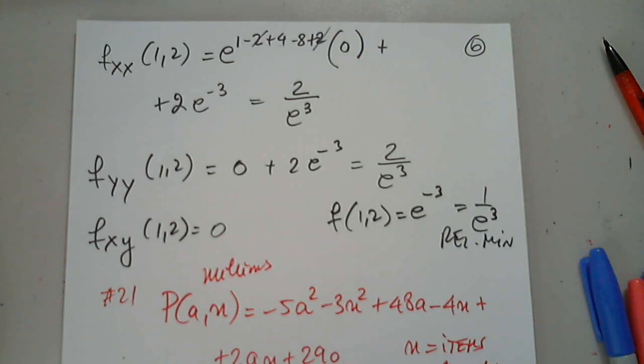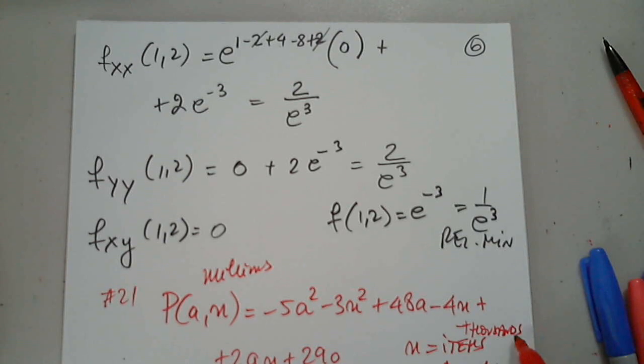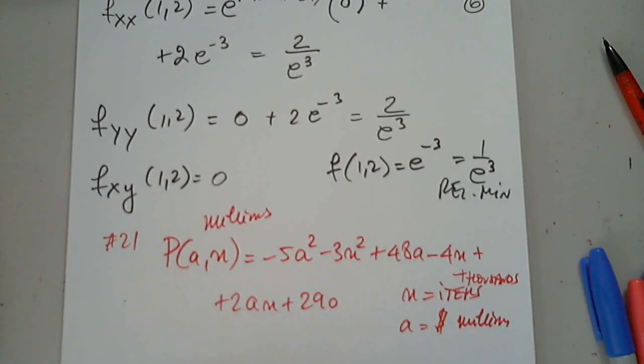Okay. And the items are in thousands. Find the max value of P and the values of A and N at which it occurs. Perfect. Good. First step.